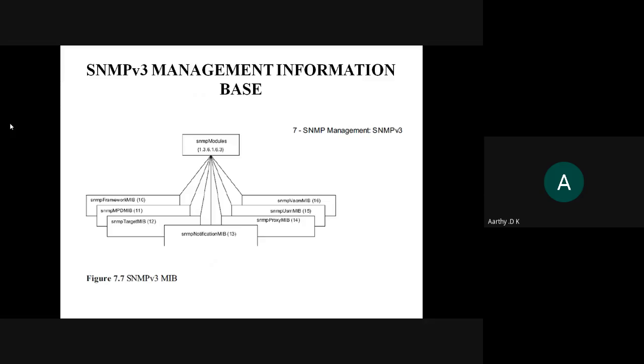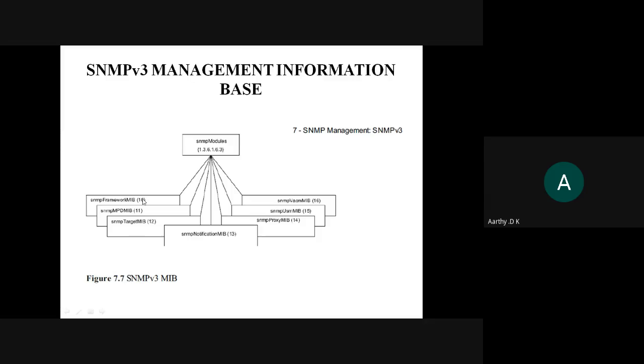So this is your SNMP version 3 MIB. The SNMP modules are further subdivided. We have seven further modules that come under the SNMP modules. The first module is the SNMP framework MIB, and the object ID for it is 10. Every module will have an object ID, right?